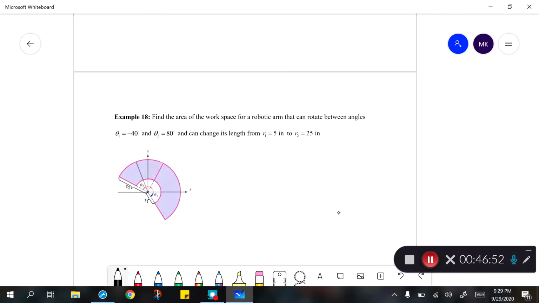So what we have here is two areas. We've got the area that they have shaded, and then we also have this other area here. So if we find the area of this outer edge, we have to subtract the area of this inner edge.